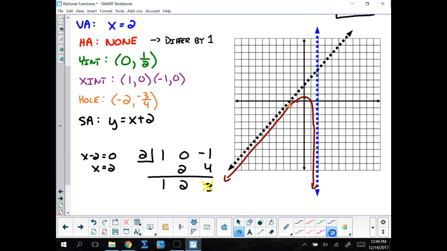Pretty good. Okay. Over on this side, let's go with 3. If I put 3 into my function, I get 8. If I put in 4, I get 15 halves, which is 7 1/2. And if I put in 6, I get 35/4, which is 8 3/4.